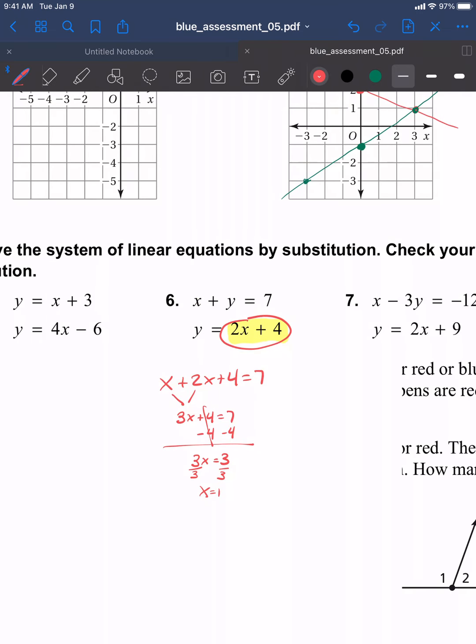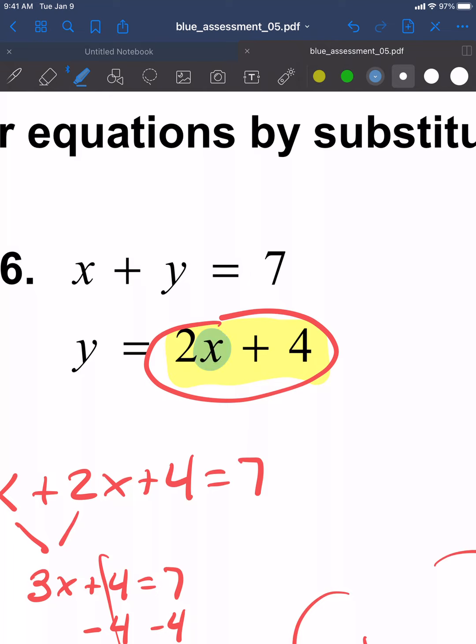In my ordered pair, who did I just find? X. How do I go find y? Now you go plug x in. Which equation should I do it for? The top equation. Doesn't matter. I always like to put it into the top equation, but honestly, looking at the bottom equation, if I plug in a 1 for x, isn't that a very easy problem to solve?